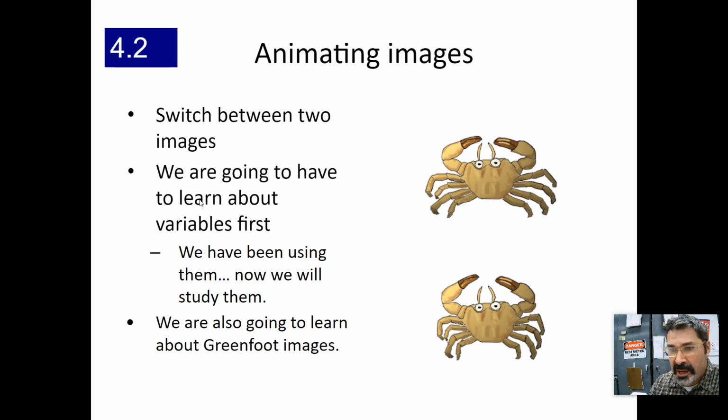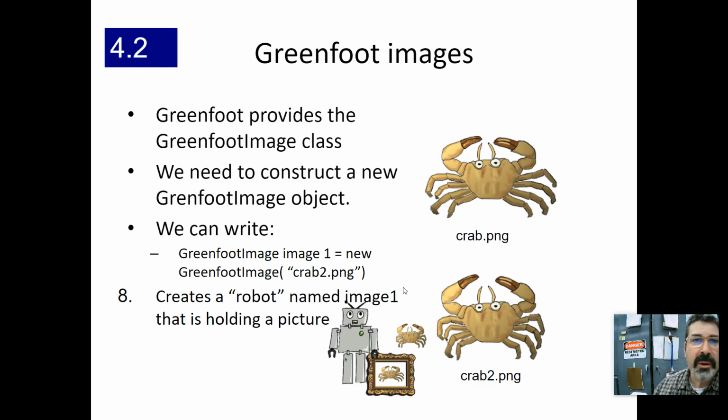But this is going to be challenging because we're going to have to learn about variables first. We're going to have to learn a lot of stuff before we use them. And we're also going to learn about Greenfoot images. So we have a lot of learning to do before we actually get around to animating. But that's the goal of all this learning: to understand this stuff and to be able to animate our crab to switch between these 2 images to make him look like he's walking around.